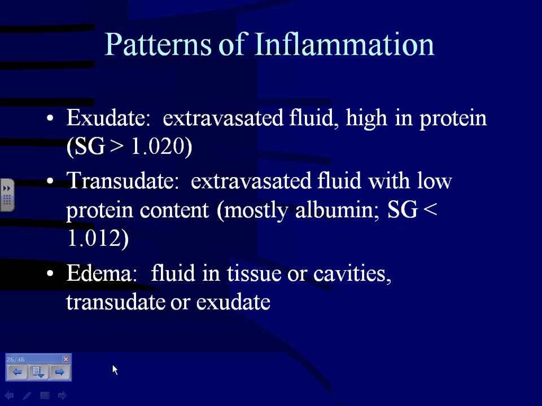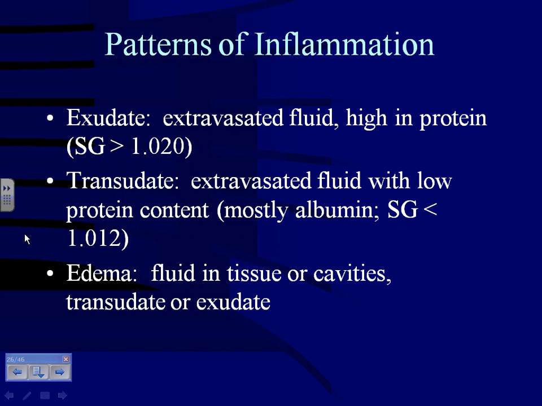Okay, all right. Patterns of inflammation in general include exudate, transudate, and edema. This actually applies mostly to fluids, and we'll learn more about this when we do the effusion cytology in the next block. Exudate is an extravasated fluid that's very high in protein, has a very high specific gravity, greater than 1.020. A transudate has low protein, mostly albumin. It's a clearer looking fluid, and it has a specific gravity less than 1.0. That should be 20, I think.